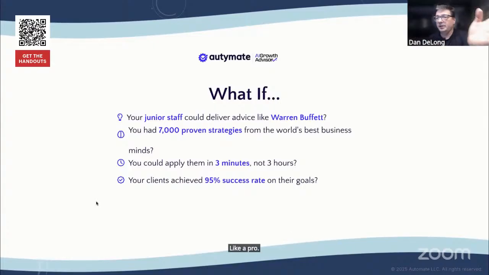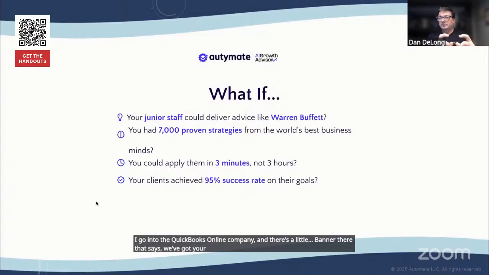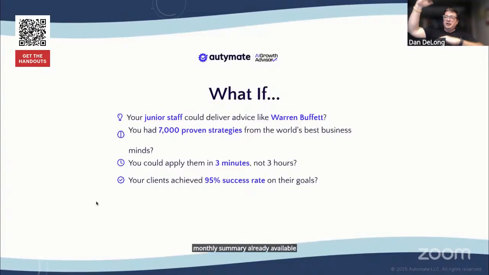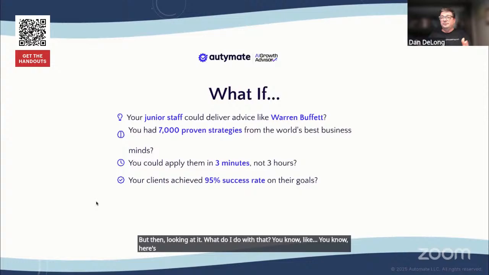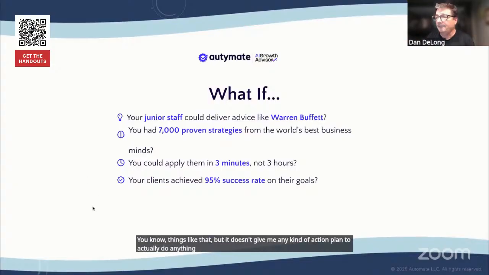Yeah, because I do a lot of conversions, desktop to QuickBooks Online. And immediately after I do the conversion, I go into the QuickBooks Online company, and there's a little banner there that says, we've got your November monthly summary already available. And it comes up and it gives all sorts of great data. But then looking at it, like, what do I do with that? Here's all sorts of anomaly detections and things like that, but it doesn't give me any kind of action plan to actually do anything with that.